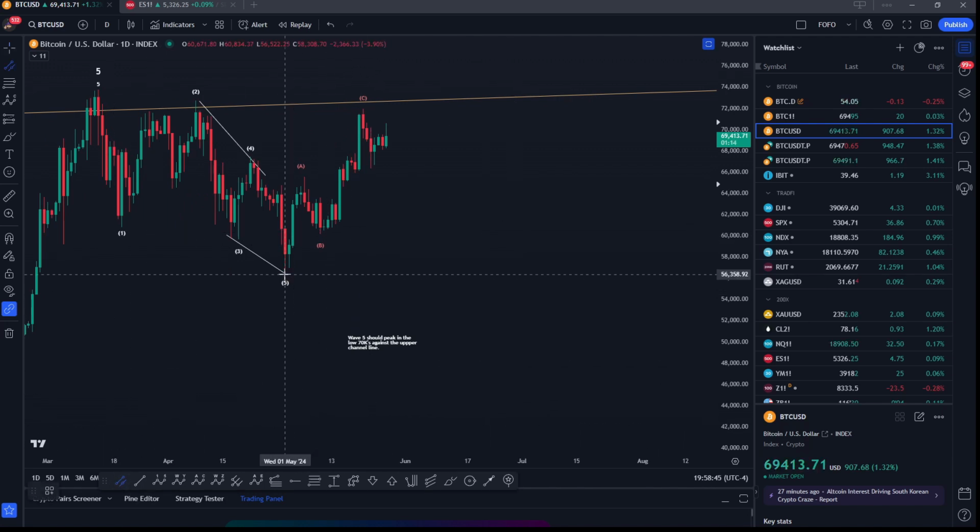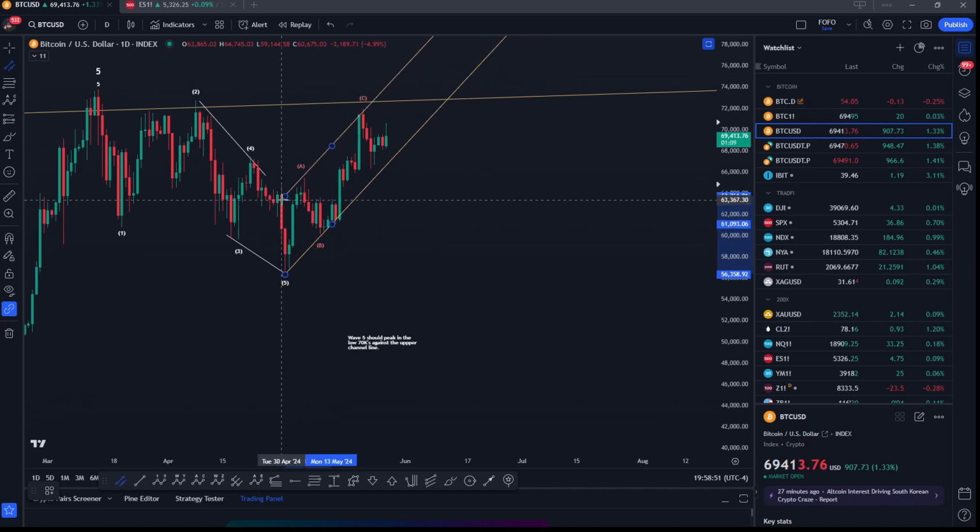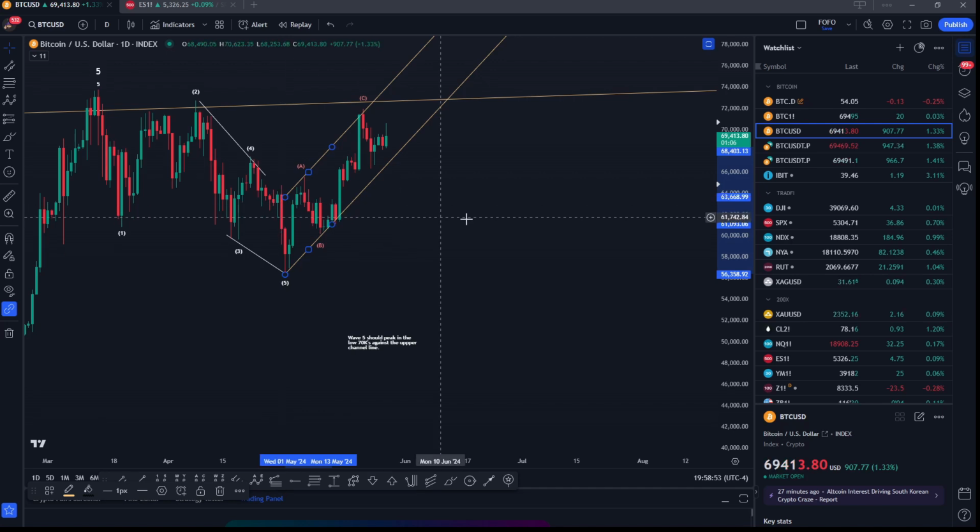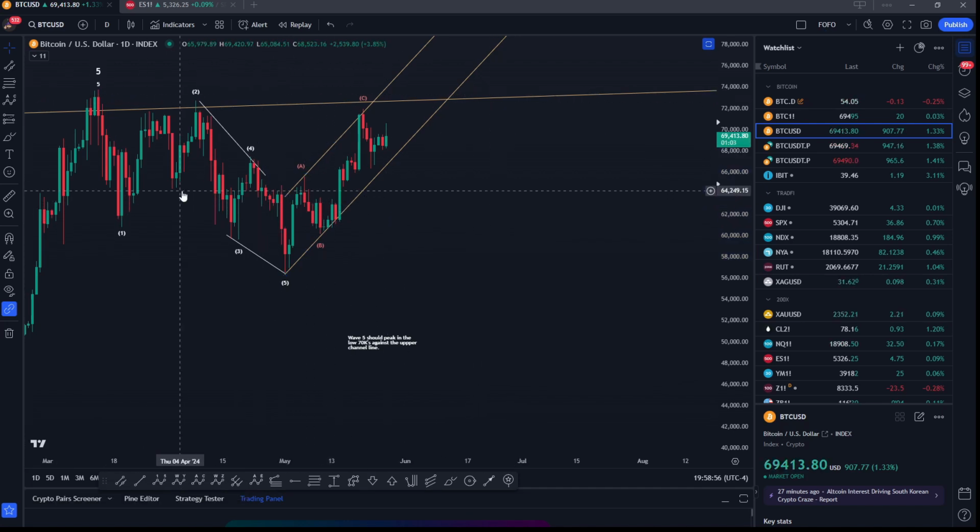then you channel it. All right. So what you do is you draw your parallel lines, just like you did for the impulse there. But you go start of A to end of B, and drag it to start of A. I call this a base channel. Okay. Typically, 3-wave moves are contained within parallel lines. It's a guideline. Unlike impulses, which are not. Impulses are only contained after you move the lines.